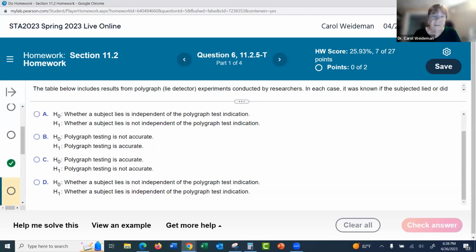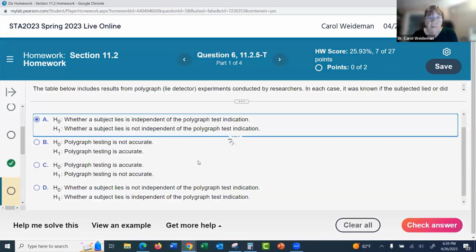Okay, so we're not testing whether the polygraph testing was accurate. That's not correct, so you can eliminate B and C. Your null always has to say the two variables are independent. So therefore, the right answer here must be answer A. Okay, so we got that part.